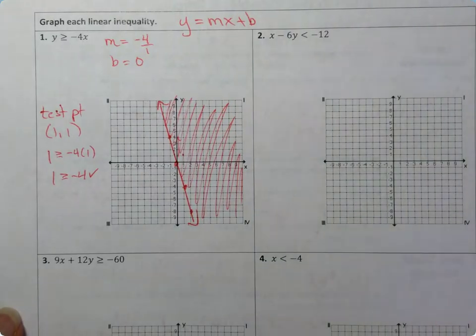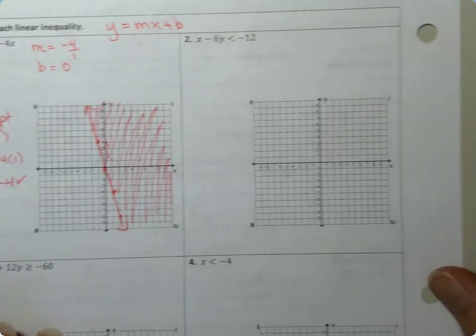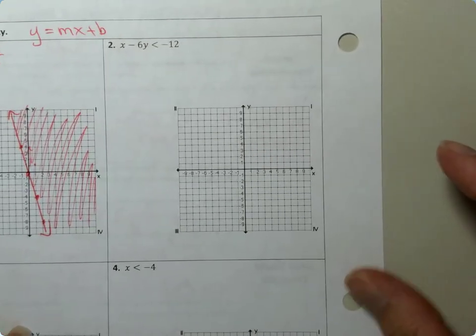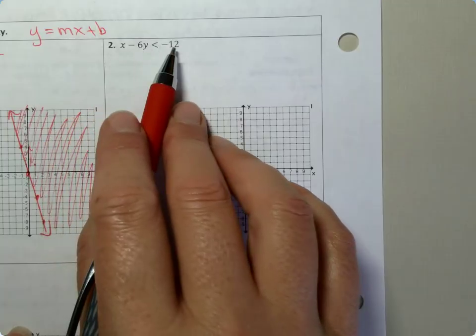Okay, what form is number 2 given in? Do you remember the name of that form? This one's considered standard, right? The ax plus by equals c.